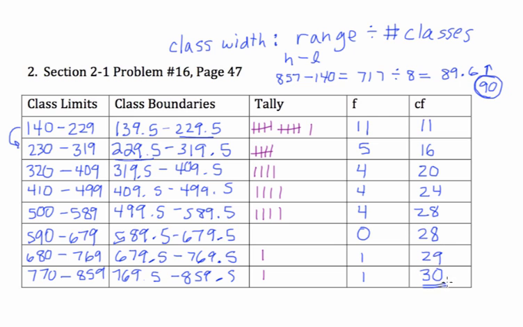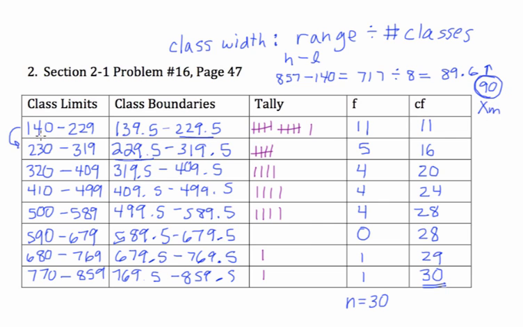30 is the cumulative frequency. That should be the total number of data values I have. So if I count up all my data values, I should have 30. The other one that we will need for one of our graphs is the midpoint.